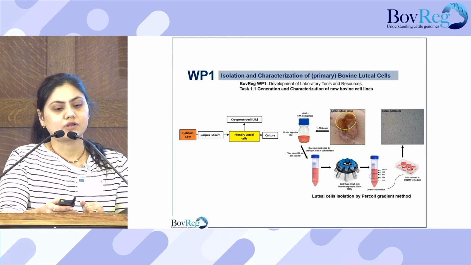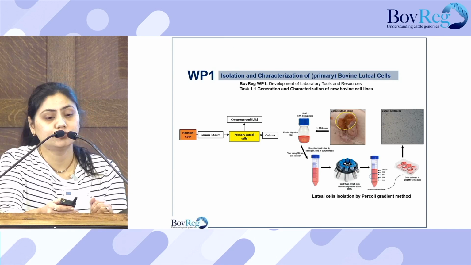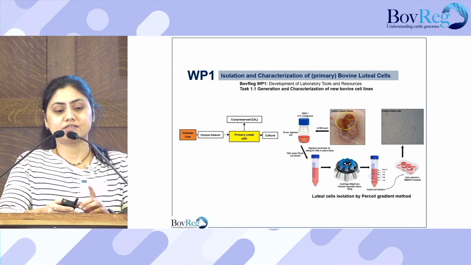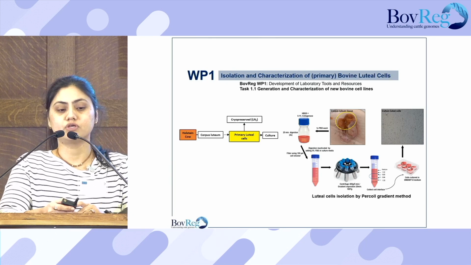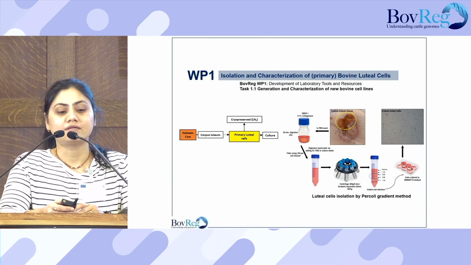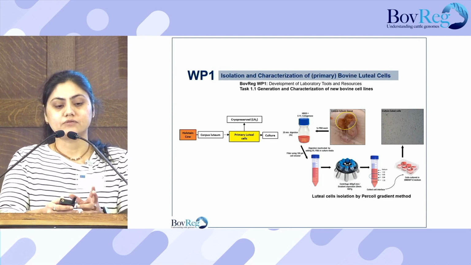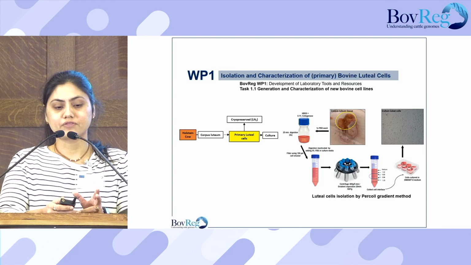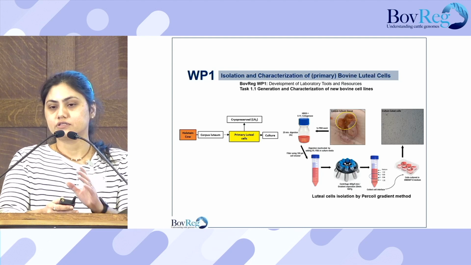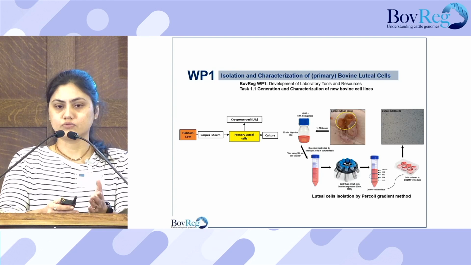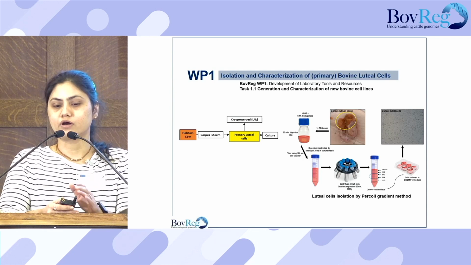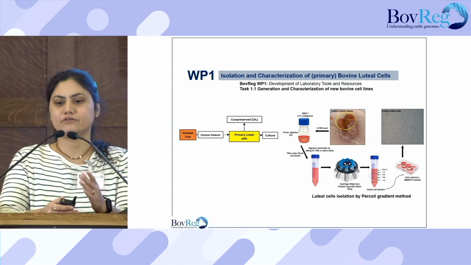So for the isolation of the luteal cells, we isolated the primary luteal cells from the corpus luteum, and then the pure population of the luteal cells was separated by the Percoll gradient method. And further, the cells were cultured in a growth media, and also these cells were further cryopreserved for the later analysis.